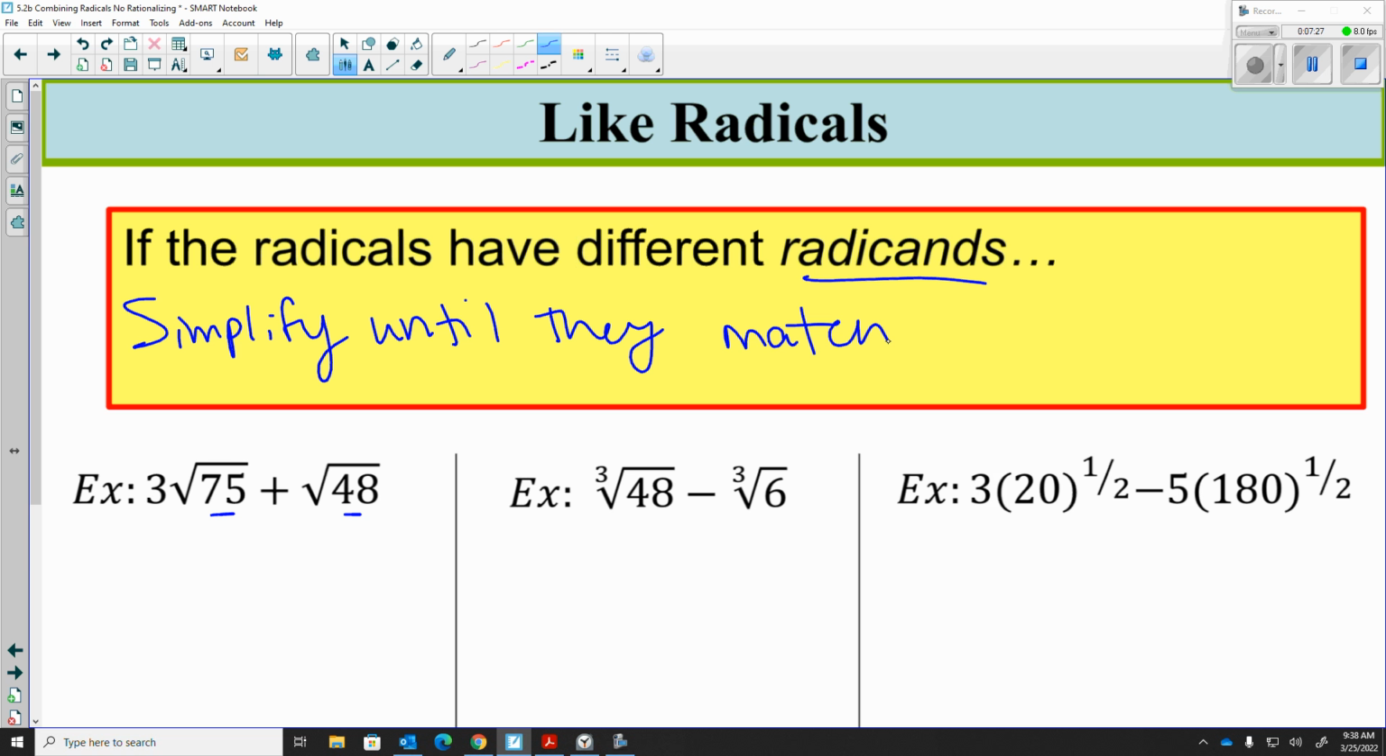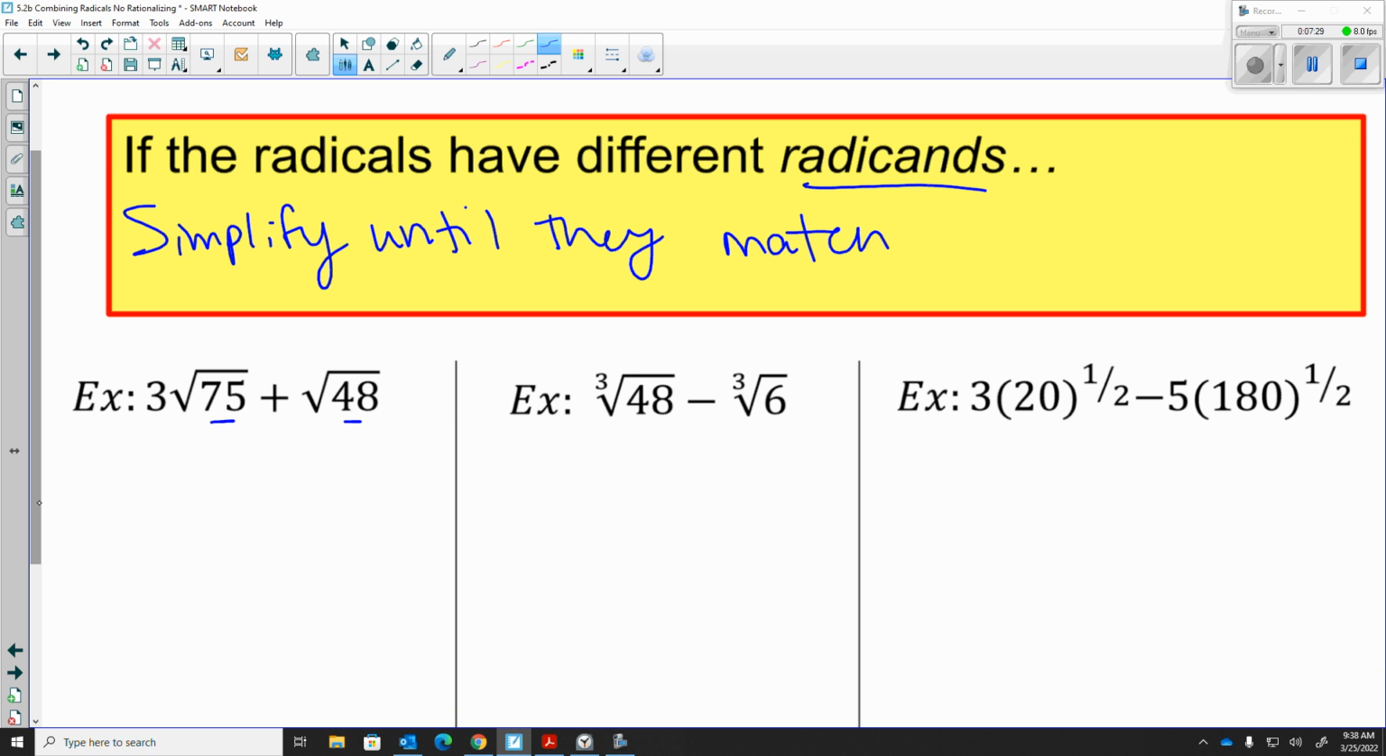Let's do this one. What I'm going to do is look at these things one at a time, and I'm going to simplify them. I'm going to break them up. And then maybe they'll match so that I can put them together. Okay? So let's look at 3 root 75 first. Or sorry, not a cube root. This is a square root.